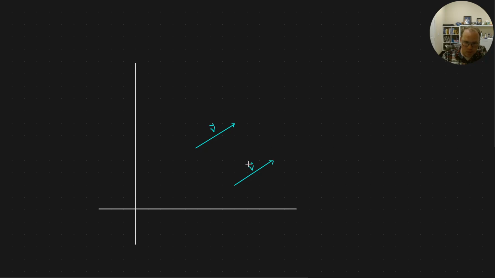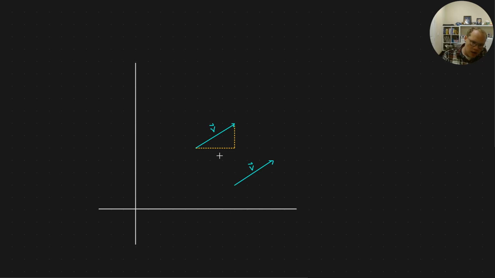Okay? These two vectors are exactly the same. They're pointing the same direction. They have the same length. So how do we represent this? Well, we notice that in this coordinate system, we can break it into pieces.